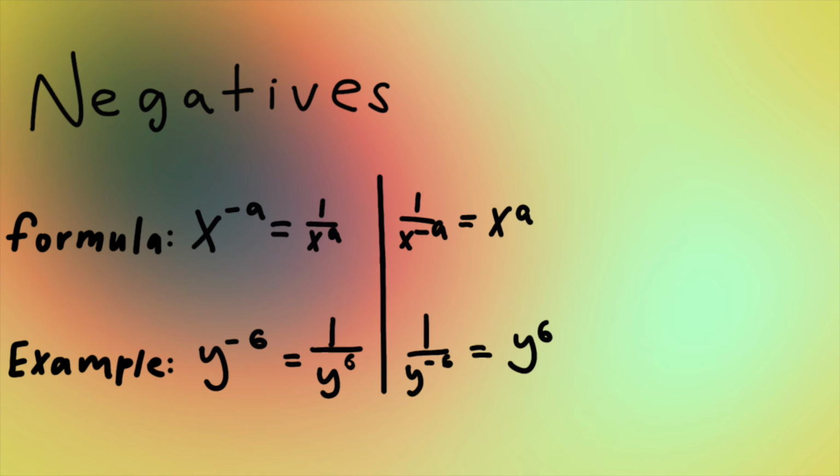For example, y to the negative 6th power would equal 1 over y to the 6th power, and if you have 1 divided by y to the negative 6th power, it would become y to the 6th power.